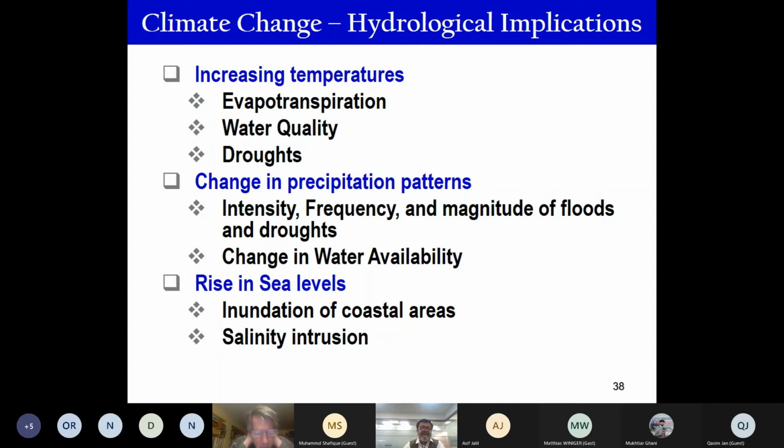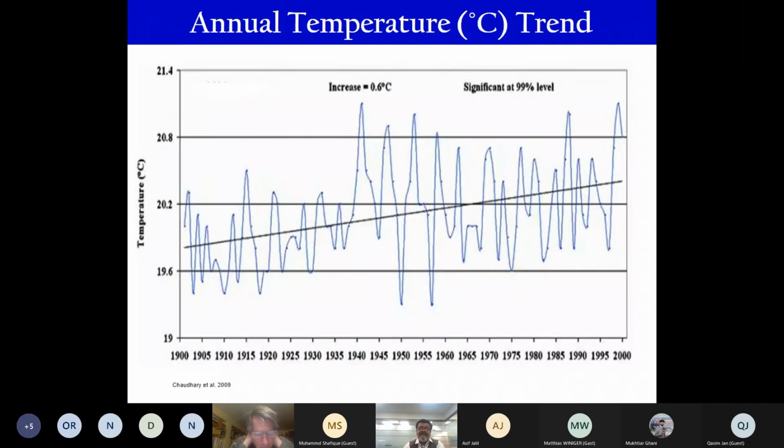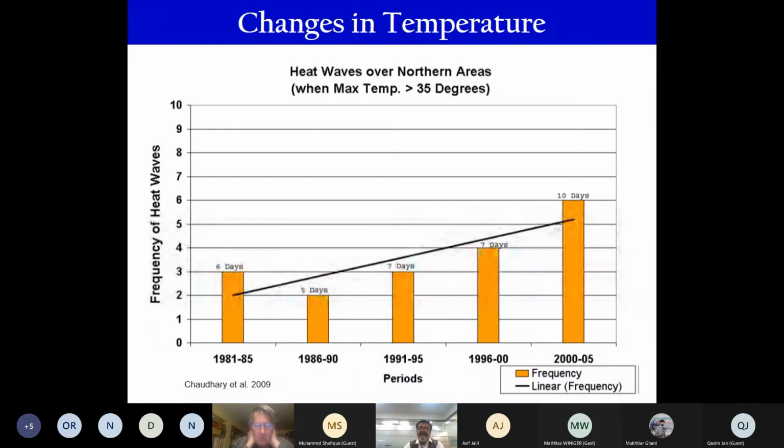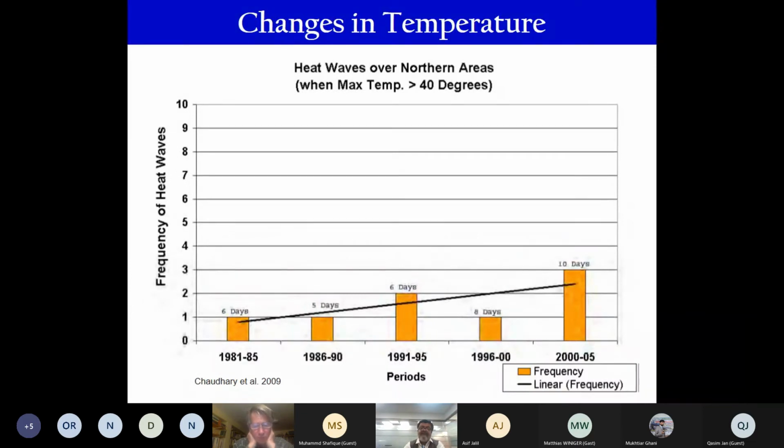You can see this graph. This graph is showing the rise of temperature trend, and that is an increase of around 0.6 degrees Celsius up to 2000. And here you can see the heat waves over northern areas. This data is from 1981 to 2005. Initially heat waves were 10 days, 13 days, and 14 days, for temperatures in northern areas greater than 30 degrees. Similarly, heat waves in northern areas greater than 35 degrees are also increasing. If you see the data from 85 to 2005, it's from 6 to 10 days. Another is the increase in temperature in northern areas greater than 40 degrees. This is also the same trend, from 6 to 10 days.